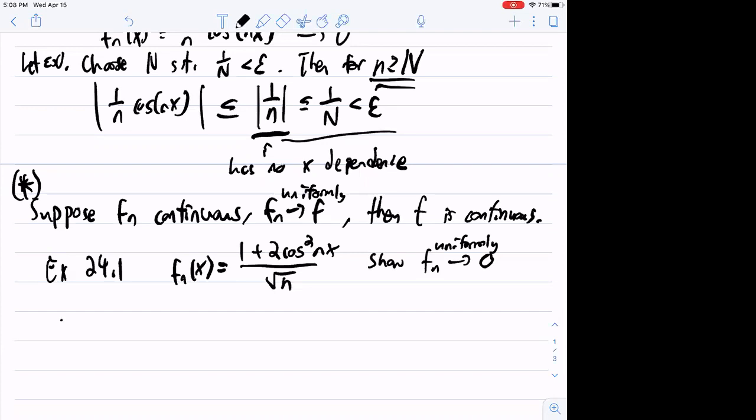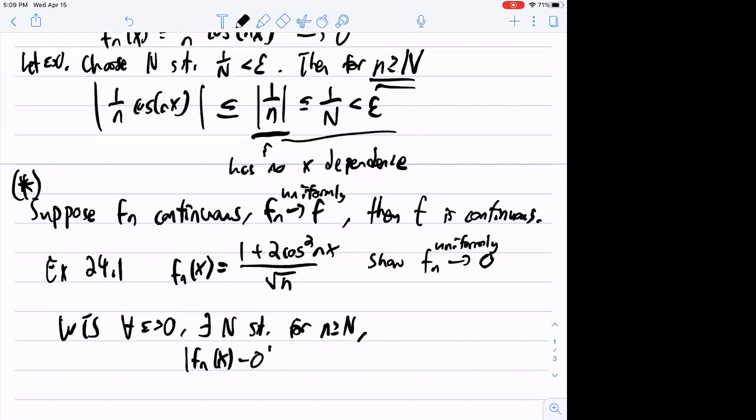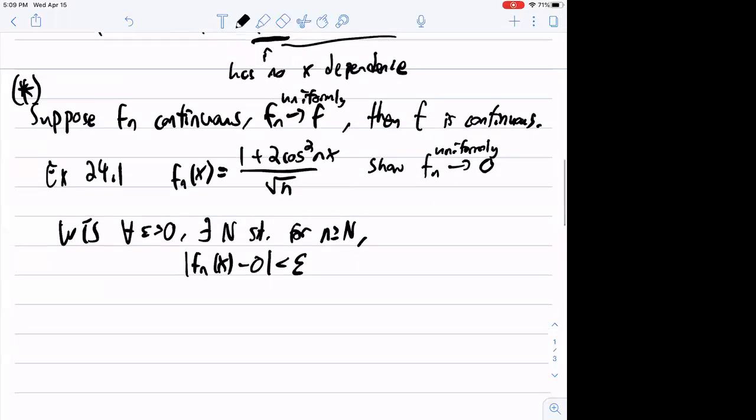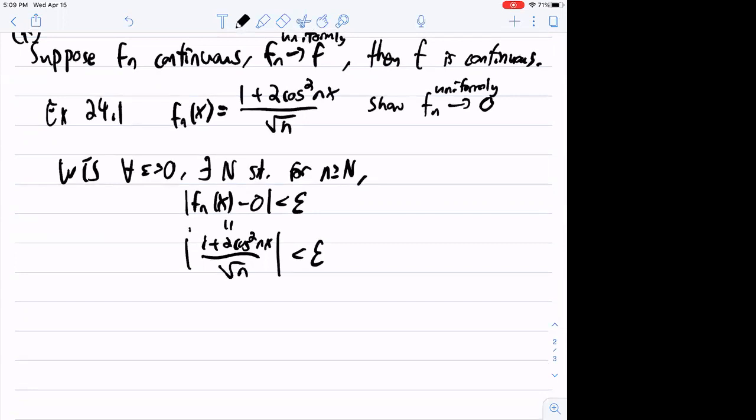Basically I want to show for all epsilon greater than 0 there exists N such that for n greater than or equal to N, |Fn(x) minus 0| is less than epsilon. So this is just (1 plus 2 cosine squared nx) divided by root n is less than epsilon. I don't really like the square root because I just want to show how Archimedean property works and density of rationals, right? Can we all agree that this is the same as showing the square?